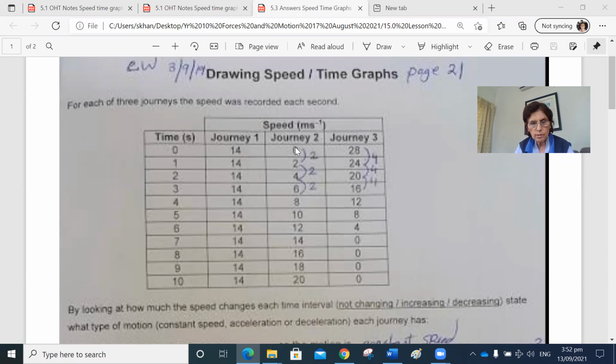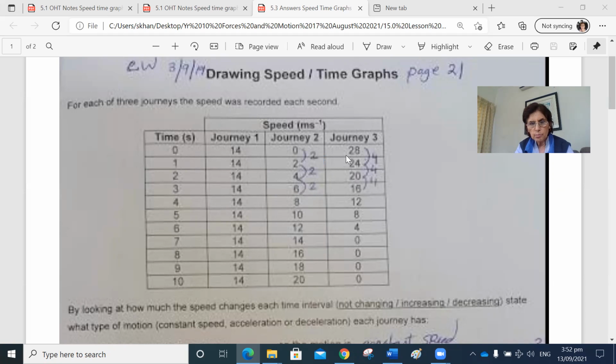If you look over here in the second set of information, initially speed was 0, then it becomes 2, 4, 6. That means every second, speed increases by 2 meters per second. So it's 2 meters per second every second, or we say that the car was accelerating. And how much was the acceleration? Acceleration was 2 meters per second, which we call 2 meters per second square.